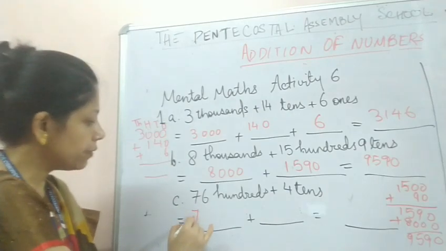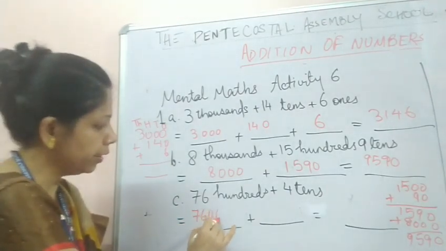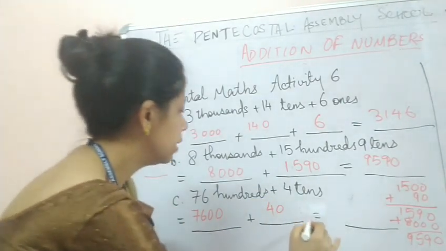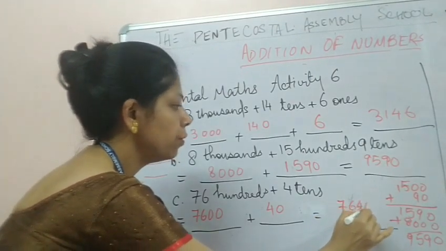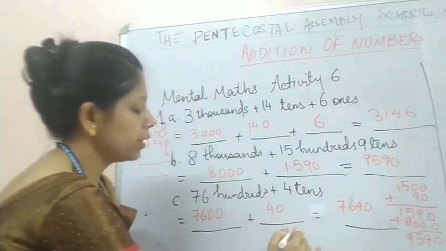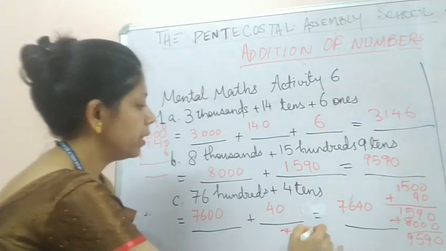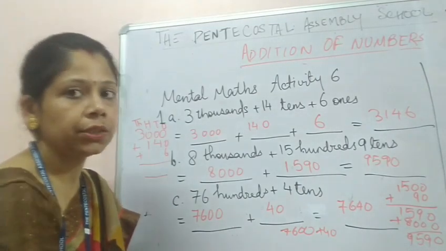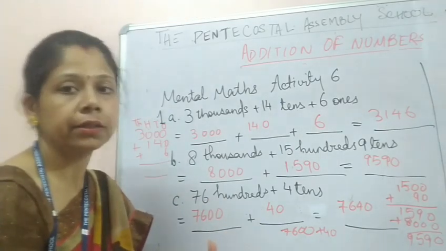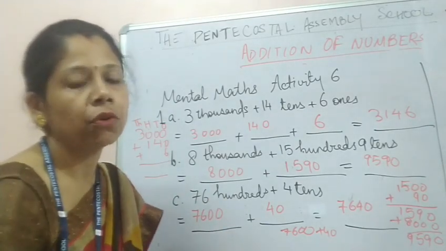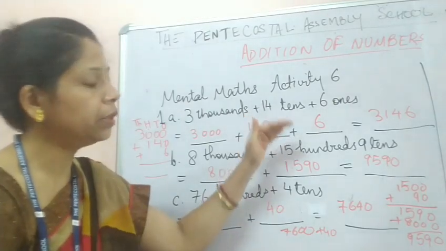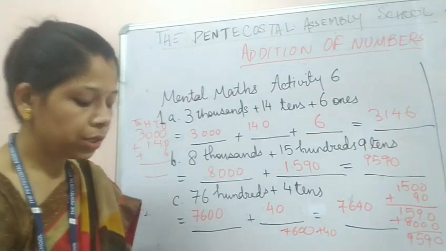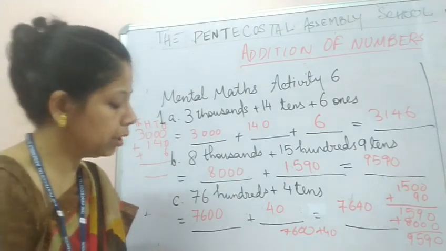The next question is 76 hundreds plus 4 tens. So 7600 is 76 into 100. So it is 7600 plus 4 tens. 4 tens means 40. So when you add it, it is 7640. Is it clear, students? This is a very important pattern for your test. If we have an online test, or maybe when the school reopens, these are very important question patterns.